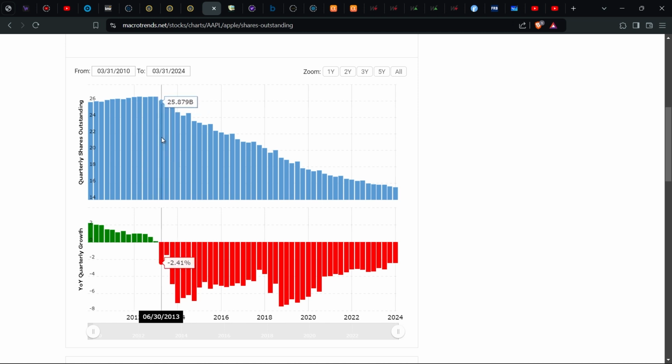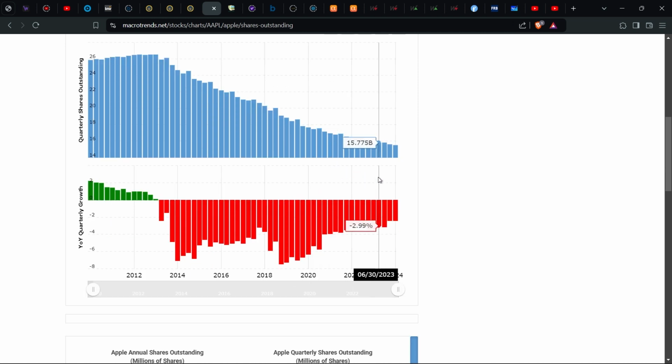They started buying back some of their shares. Every time you can see the number has been consistently falling. This is showing that they have been reducing the supply of shares available. Now if we see here, 2023 September.